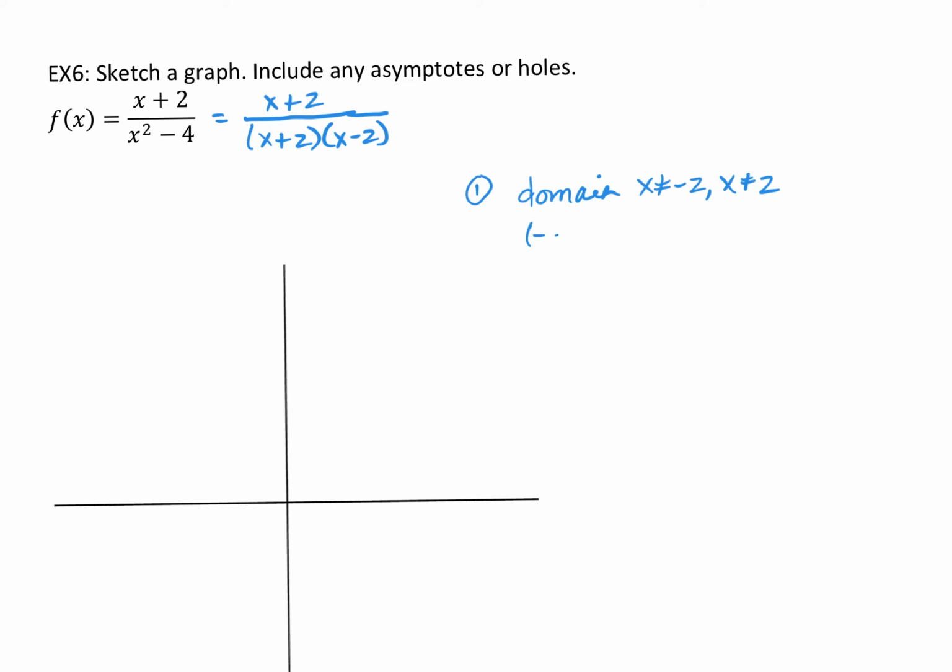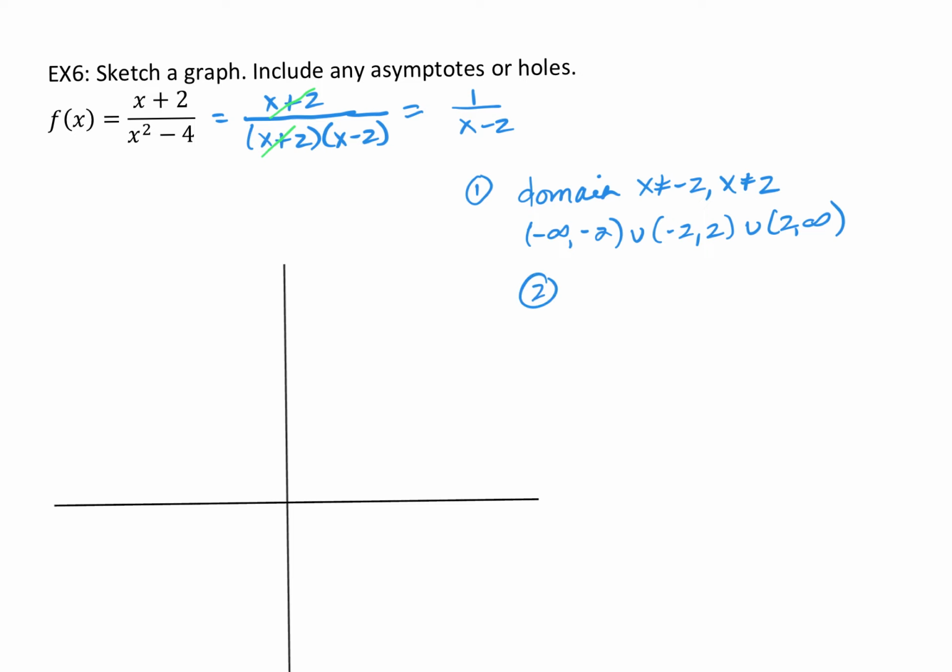which means this will go from -infinity to -2. That'll be one piece. Another piece from -2 to +2. And then I'll have another piece to my graph from 2 to infinity. Now that I've found my domain, I can go ahead and reduce the x plus 2 to have 1 over x minus 2. And this is what I'm going to use for the remainder of the information that I need to find.